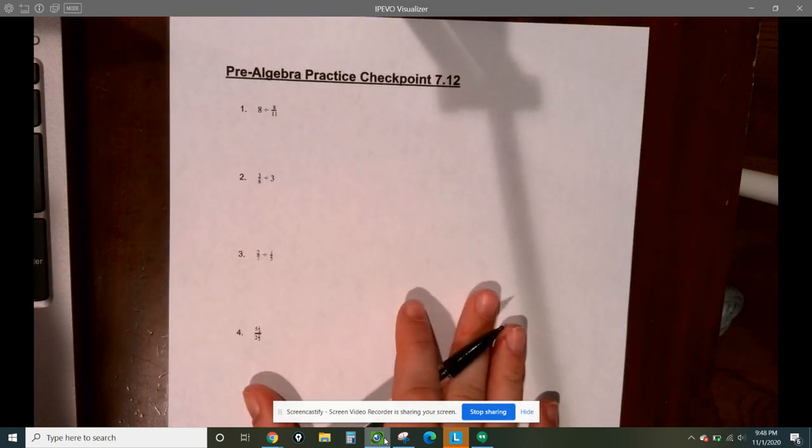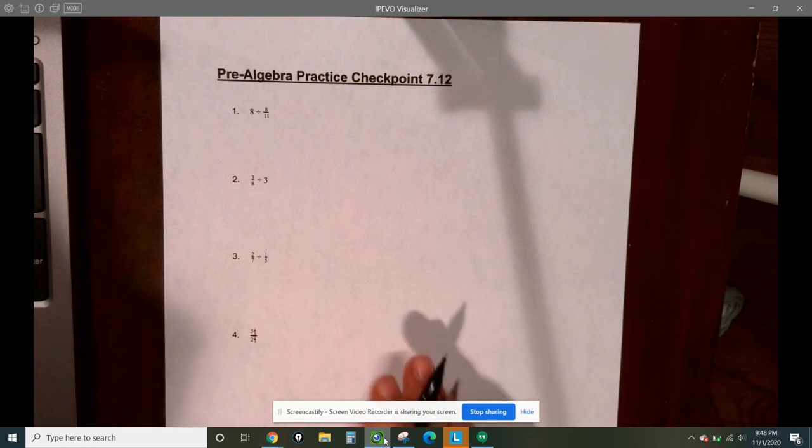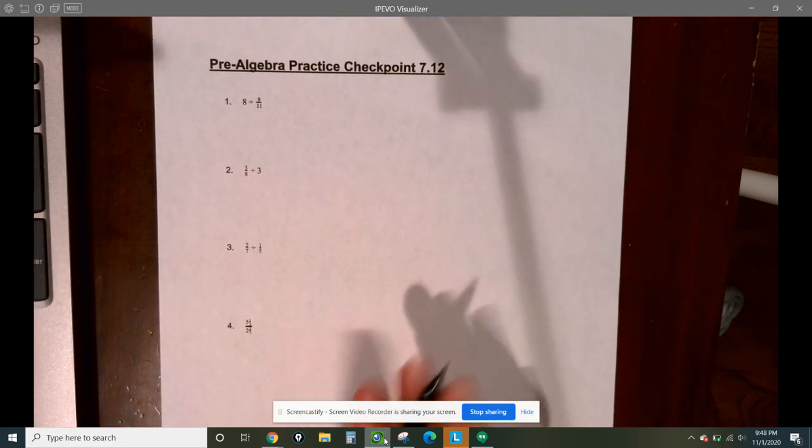So remember, you can print out this page or just write it on your own paper, or you can do it electronically, that's your choice. But you want to use these as your notes when you're taking your checkpoint right after this video.